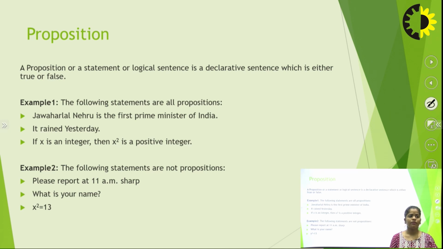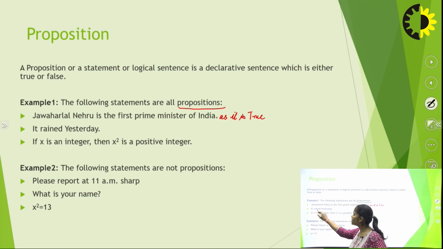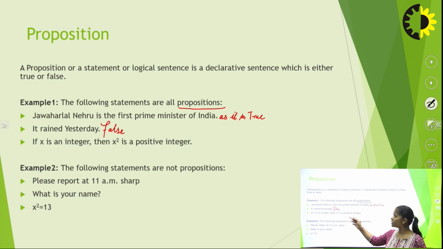For example, the following statements are given. Jawaharlal Nehru is the first Prime Minister of India. Is it a true statement or a false statement? The answer is true. So this is a statement which follows the proposition, right? The second statement is: it rained yesterday. As we all know, it did not rain yesterday, so it's a false statement and the output is false. So we can say that this is also a proposition, right?